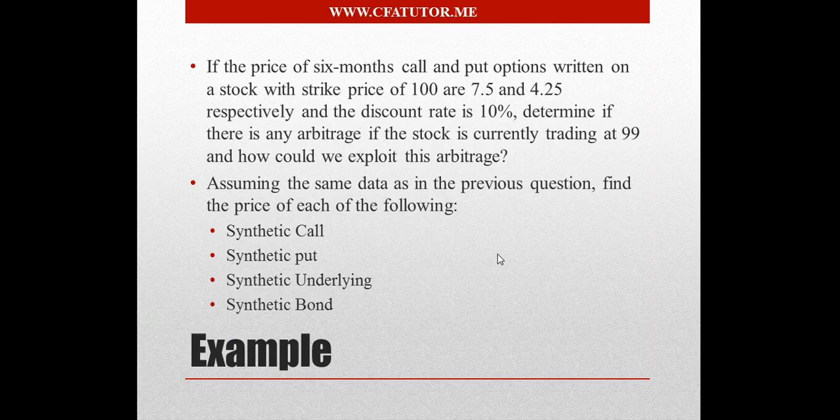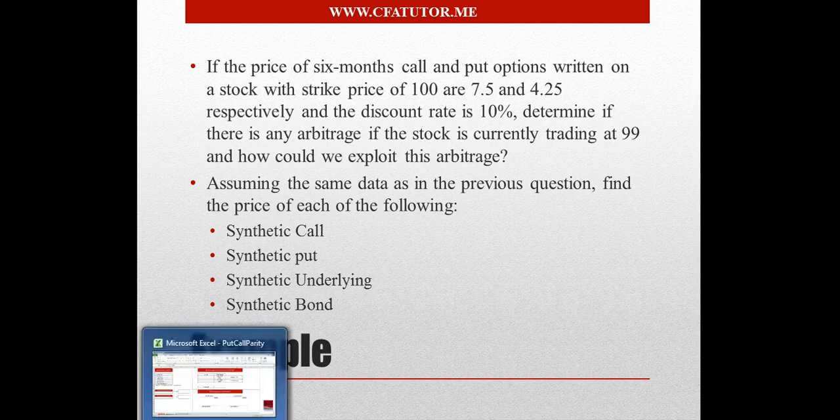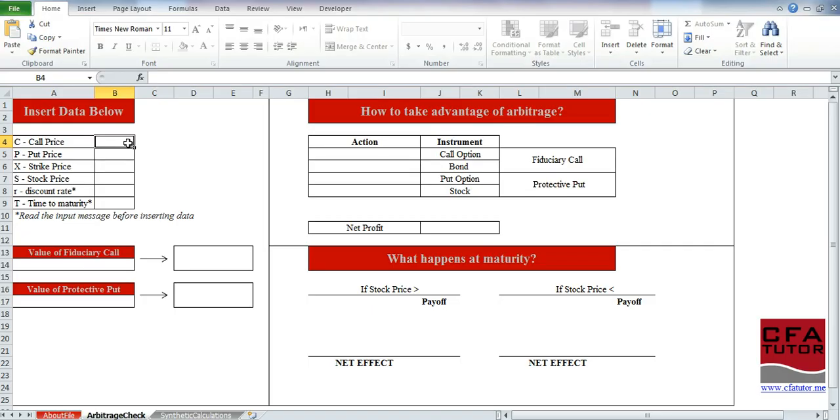And over here it says, if the price of 6-month call and put options written on a stock with a strike price of 100 are 7.5 and 4.25 respectively, and the discount rate is 10%, determine if there is any arbitrage if the stock is currently trading at 99, and how can we take advantage of this arbitrage. So let's move on to the Excel sheet and let's enter the data that we have.